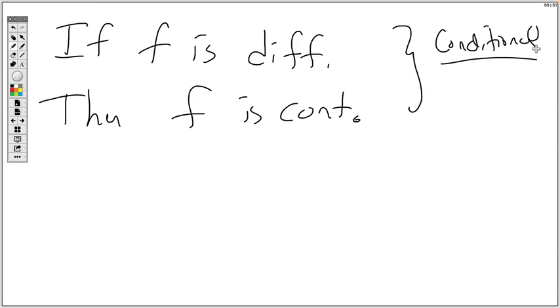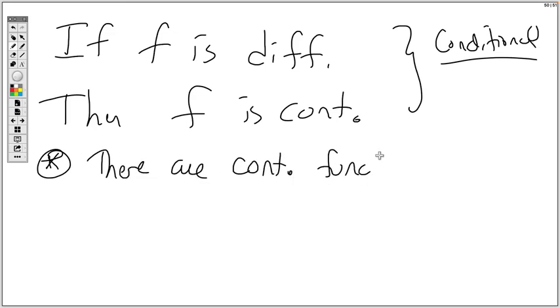All right, so I drive a gray car. Another way to say that is that if you find my car, then I'm guaranteeing that it's going to be gray. You follow? Does that necessarily mean if you find a gray car that it's my car? No. All right. So in this case, there are continuous functions that aren't differentiable.